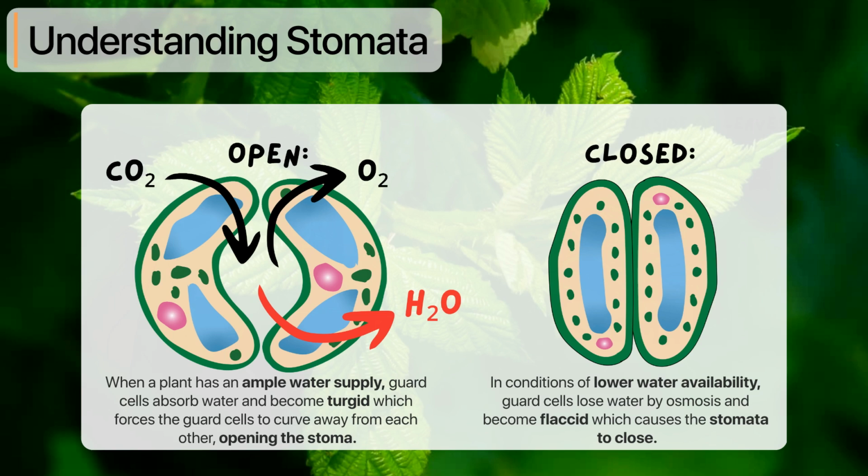In conditions of lower water availability, guard cells lose water by osmosis and become flaccid, or less swollen. The loss of turgidity causes the stomata to close. This significantly reduces water loss, but also limits gas exchange, affecting photosynthesis and respiration.